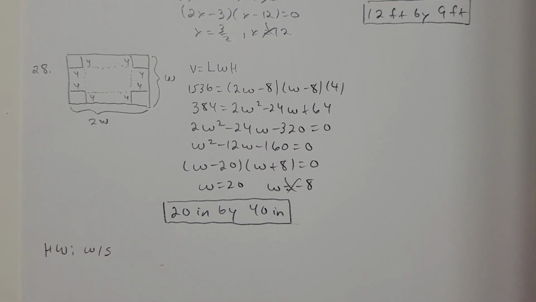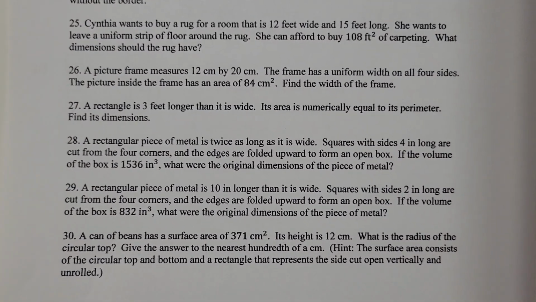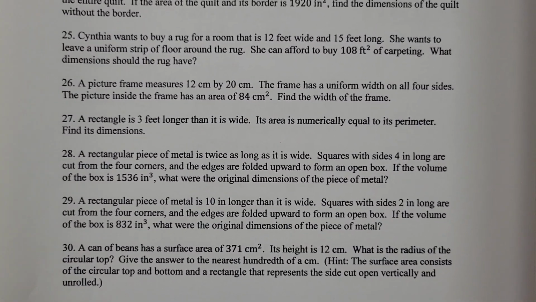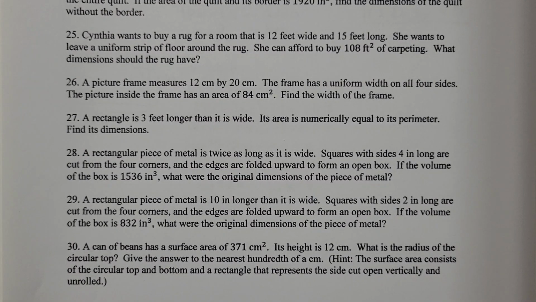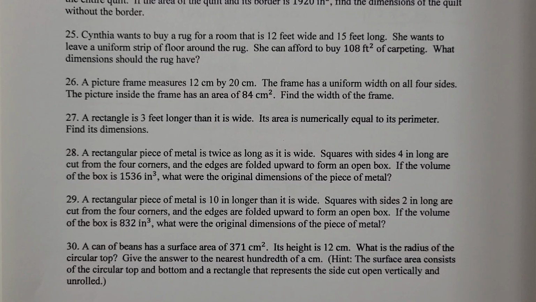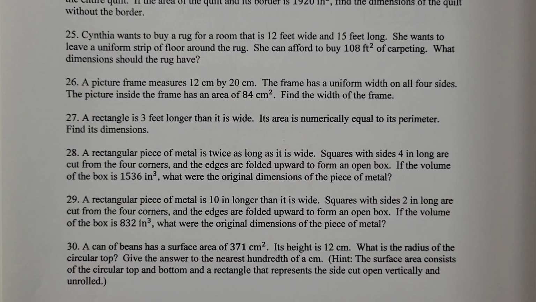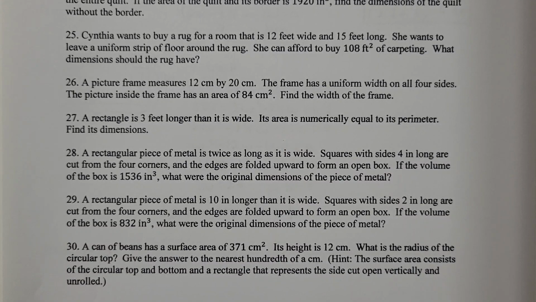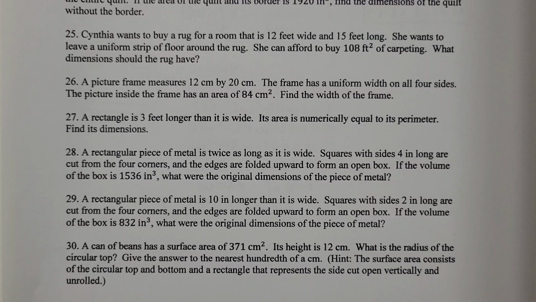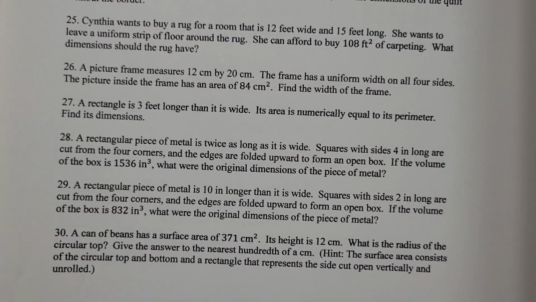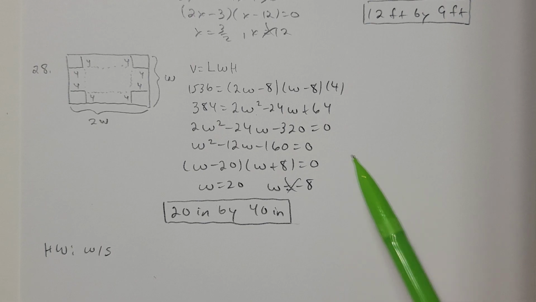Okay, let's try one more here. Problem 28 is another good one to look at. It says that a rectangular piece of metal is twice as long as it is wide. Squares with sides 4 inches long are cut from the 4 corners, and the edges are folded upward to form an open box. If the volume of the box is 1,536 cubic inches, what were the original dimensions of the piece of metal?